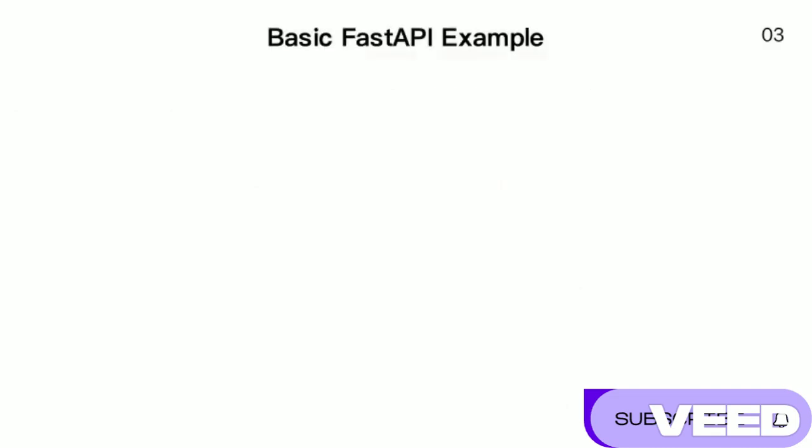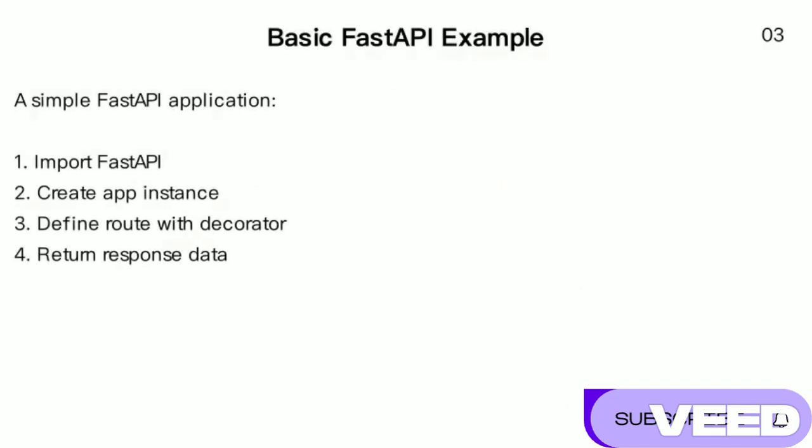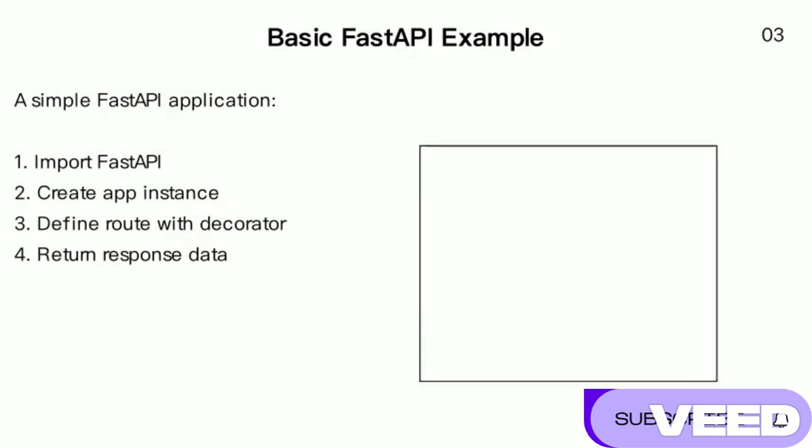Here's a basic FastAPI example. First, we import FastAPI from the FastAPI module. Then we create an app instance. We define a route using the app.get decorator, specifying the path. Finally, we define a function that returns a dictionary, which FastAPI automatically converts to JSON. This simple example shows how FastAPI uses decorators and type hints to create web APIs.